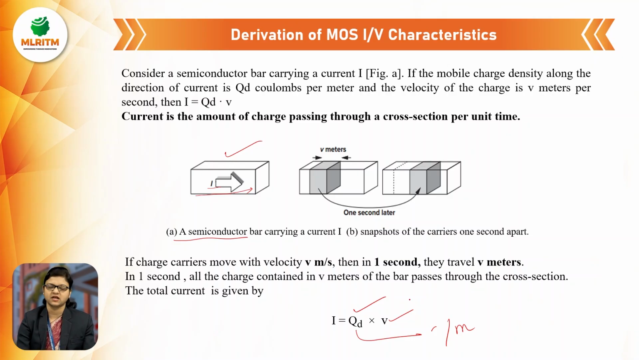If you want to find the current passing through this particular semiconductor bar, this is the formula for current. Current is nothing but the charge density times velocity. Here we have shown that the current is passing through, and the charge carriers are moving with a velocity of v meters per second. In 1 second, they will travel v meters. So in 1 second, all the charge contained in these v meters of the bar passes through the cross-section area.